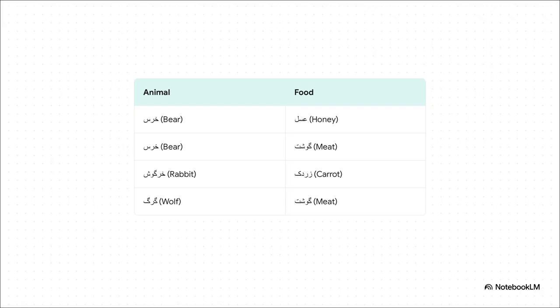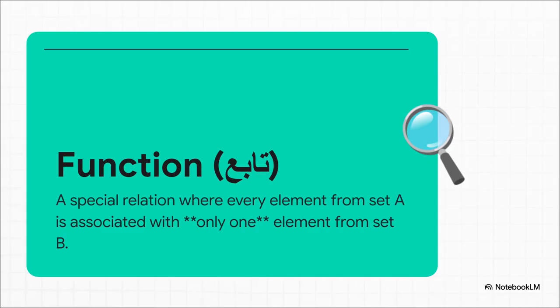This table makes it way clearer. See, we've got a relation between animals and food. The bear is linked to honey, but look, it's also linked to meat. The rabbit is linked to carrots. This is a totally fine relation. But the key thing to notice here, and remember this, is that one input, the bear, can connect to multiple outputs. And that observation leads us straight to a really special, much more predictable type of relation.